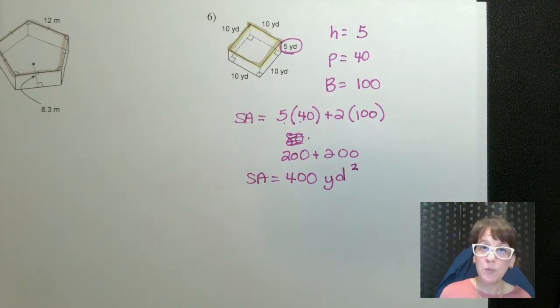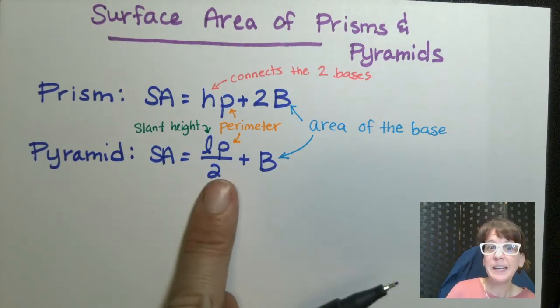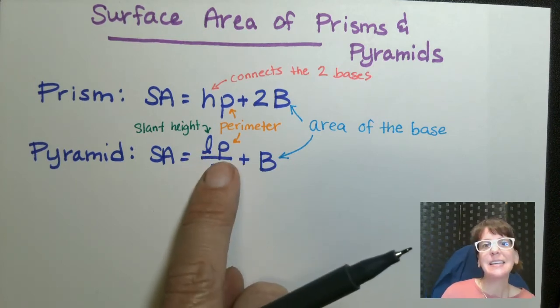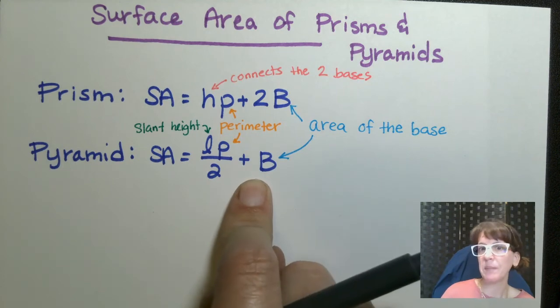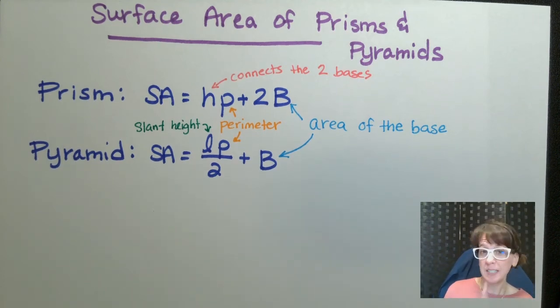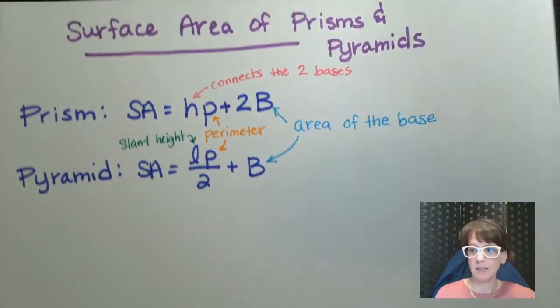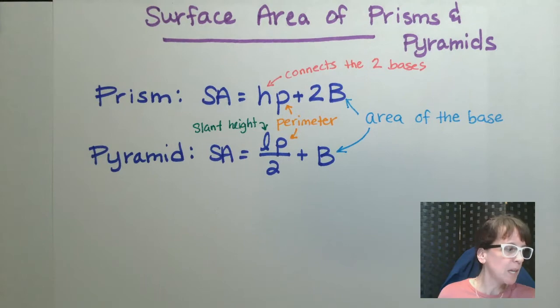Okay, so those are for prisms. Okay, so for our pyramids, we have the slant height, that's the sides, times the perimeter divided by 2, plus, again, that capital B represents the area of the base. So let's take a look. And again, this is one where you're really going to need to identify the bottom, the base. In this case, the base is the part that's not pointy, so it's a little bit easier when it's a pyramid.